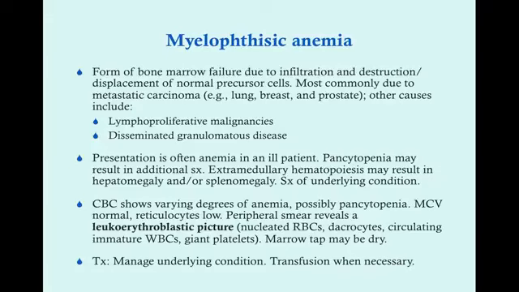Other causes you may want to consider are lymphoproliferative malignancies like lymphomas, disseminated granulomatous diseases, that would be things like miliary TB, sarcoidosis, anything that can disseminate and cause granulomas. And then other things that you may want to consider are something like Gaucher's disease, which is rare, but if they don't have any of the other things and you're at a loss, I guess it's something that you may want to consider. It's a lipid metabolism disorder.